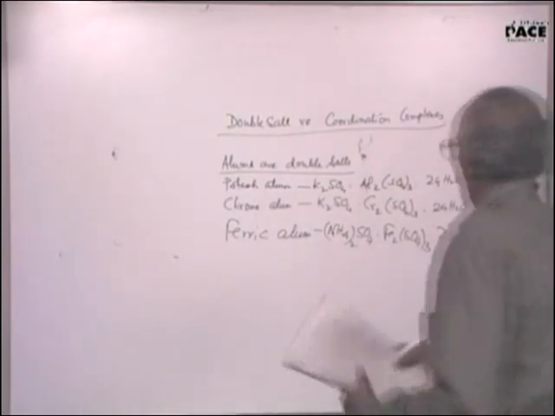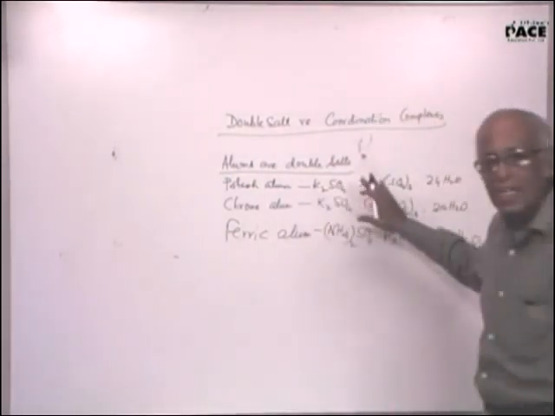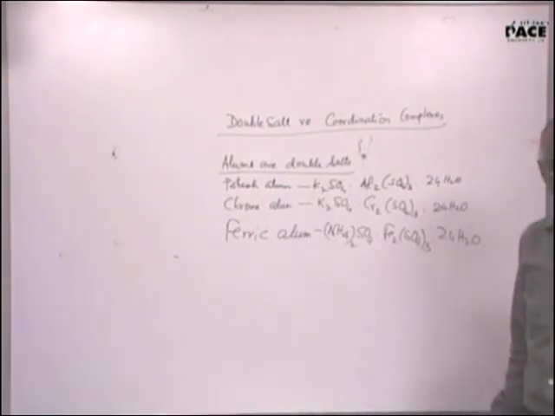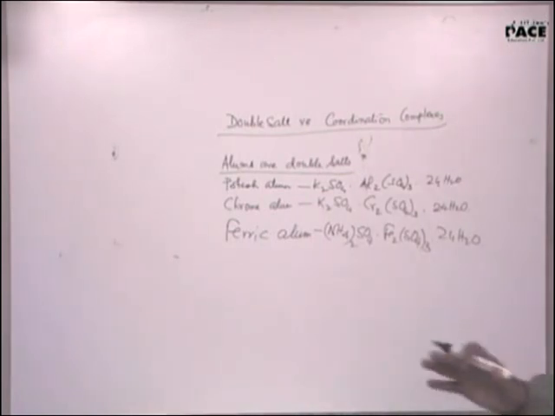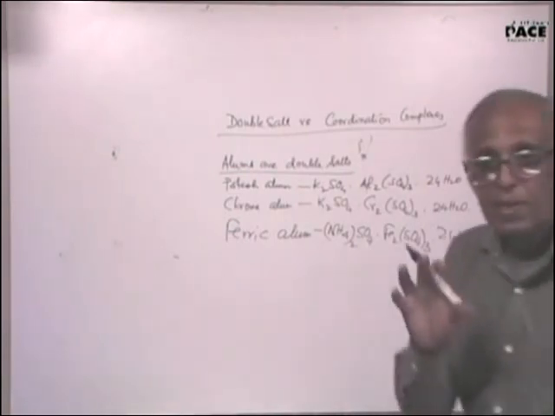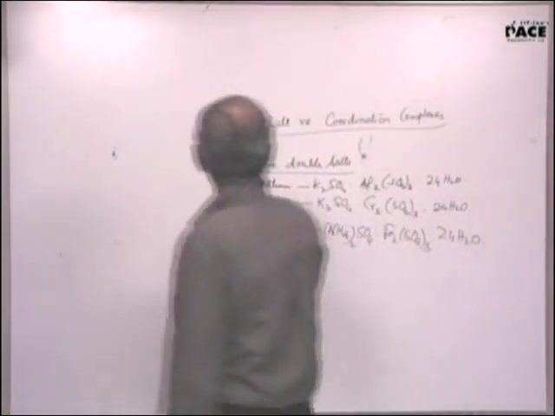Now, these represent the molecular formula. It cannot provide you any information about the structure. You have seen alum in a solid state crystal. Potash alum is a white crystal.